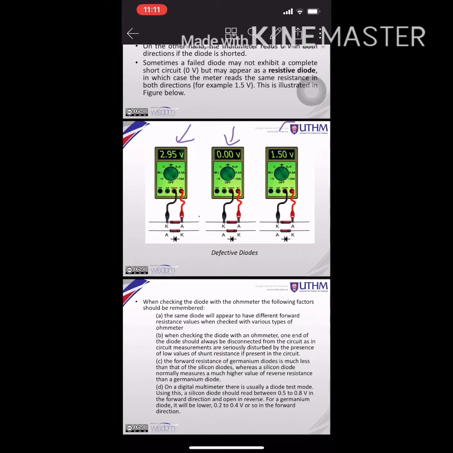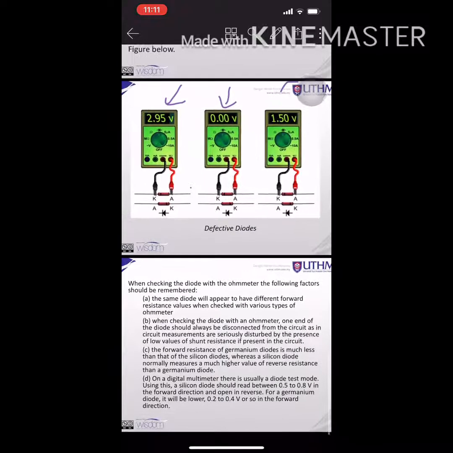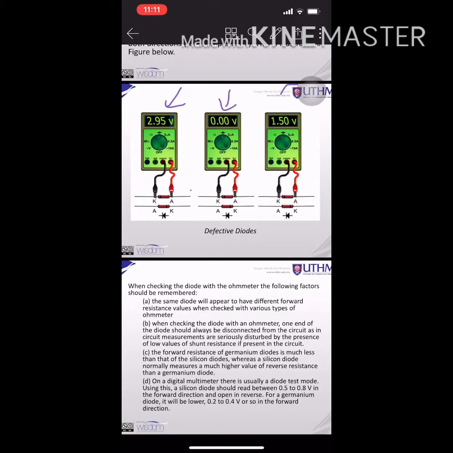Okay, so apabila awak menggunakan ohmmeter, beberapa perkara yang perlu awak ambil tahu adalah diode ni mempunyai different forward resistance yang berbeza apabila kita menggunakan different types of ohmmeter. So beware about that. Okay, another one, when we are checking the diode with ohmmeter, one end of the diode mestilah disconnect from the circuit, as in-circuit measurements are seriously disturbed by the presence of low value of shunt resistance if present in the circuit. Means that we need to cabut diode tu daripada circuit.